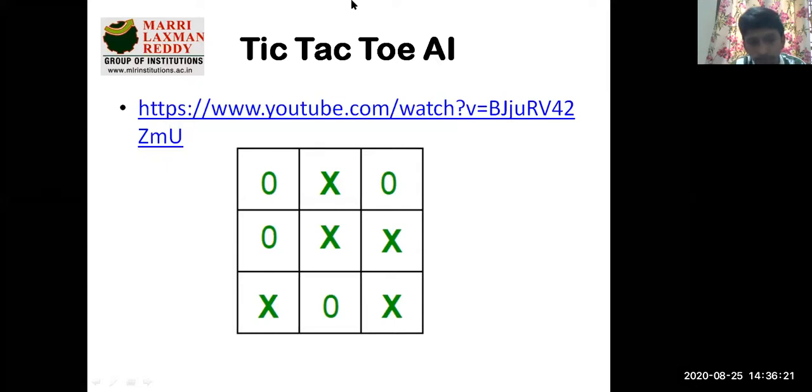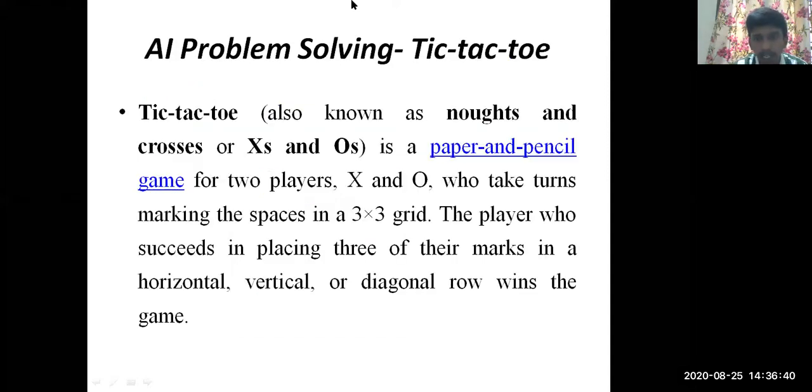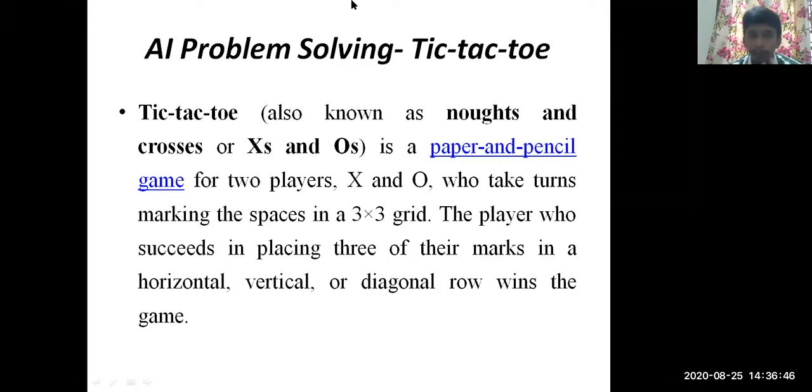There are a number of names for this game, where if all the symbols in a row or column are the same, it is treated as a win. You can see a YouTube link on the screen, which I'll share with you. You can watch the video to see how the solution is framed for this problem. The problem here is tic-tac-toe, also known as noughts and crosses or X's and O's, a paper and pencil game played by children.